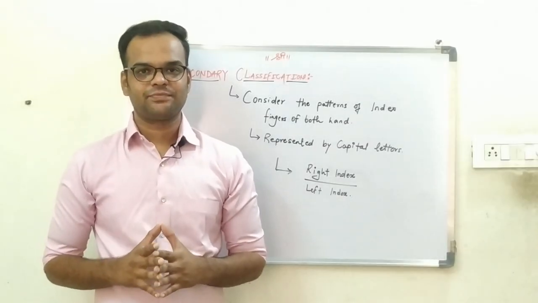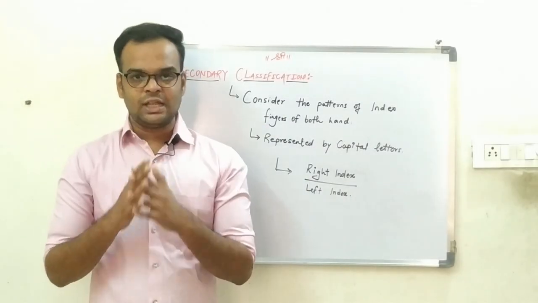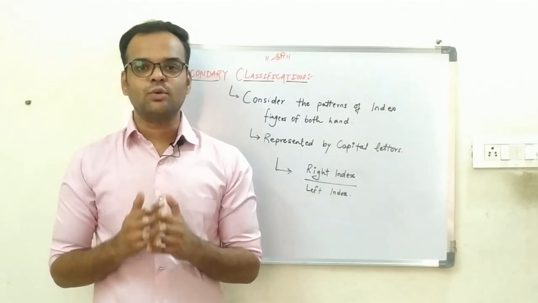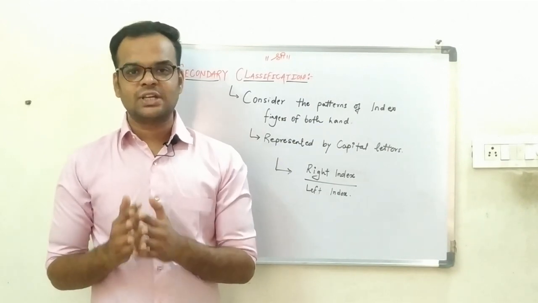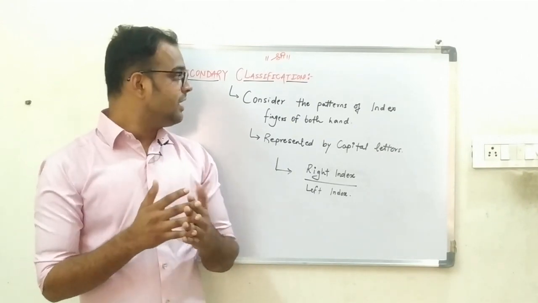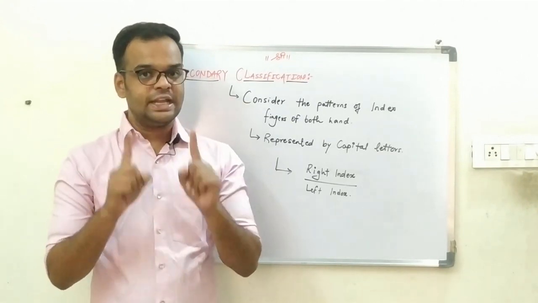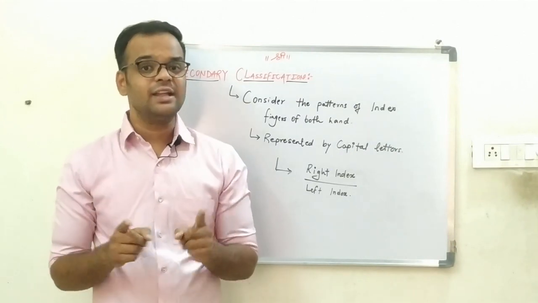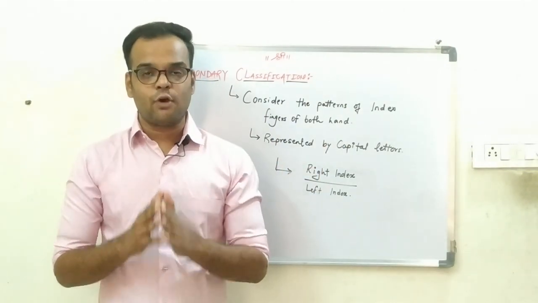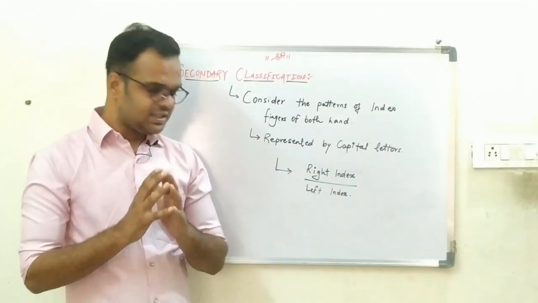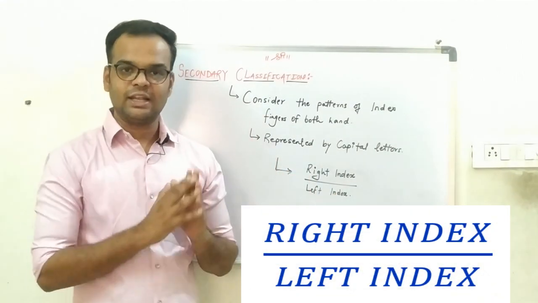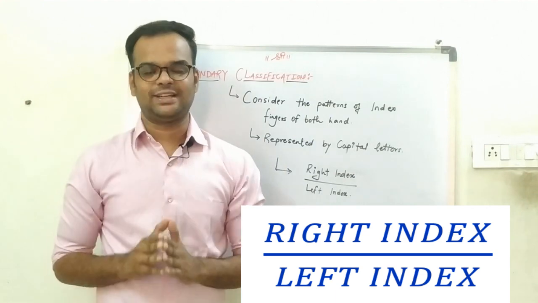Secondary classification. This system subdivides the large group of classification and it can be modified in case of large accumulation to make filing and search easier as well as quicker. In this system, the patterns which exist on the index finger of both hands, right and left hand, are considered. It is represented by the capital letter symbol for two index fingers. In this classification, the right index finger should be taken as numerator and the left index finger should be taken as denominator.